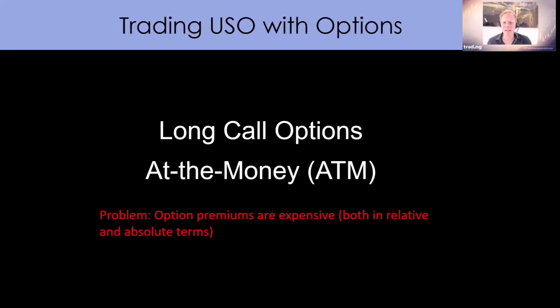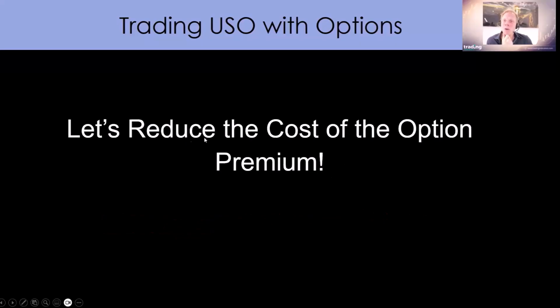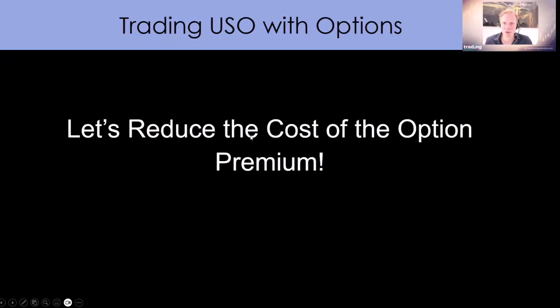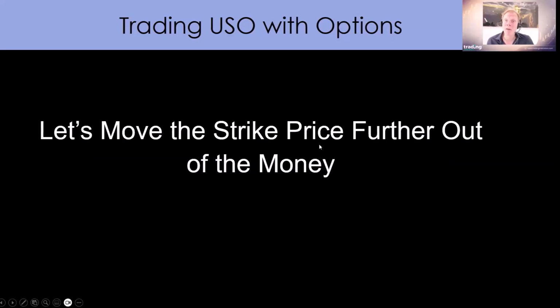Let's try something else. What if we tried to somehow reduce the cost of the option premium? So right now it's very expensive, almost $1,000. You can see it here, 940. Let's try to reduce this. What could we do? There's many things you can do. And one way to do it, as I said, I'm going to go through this very slowly, is, in fact, to go a little bit further out of the money.